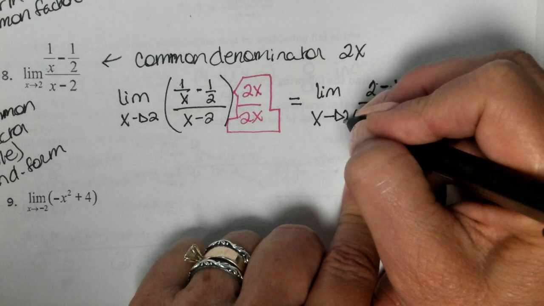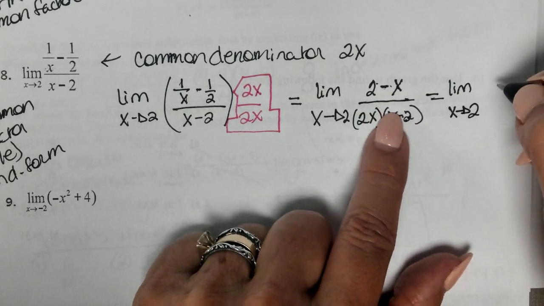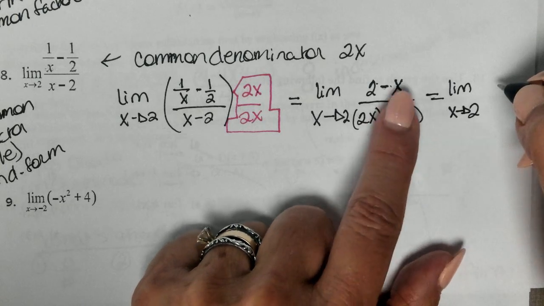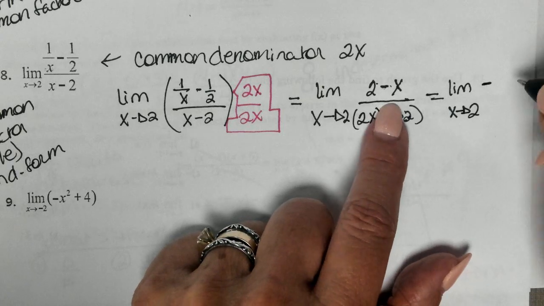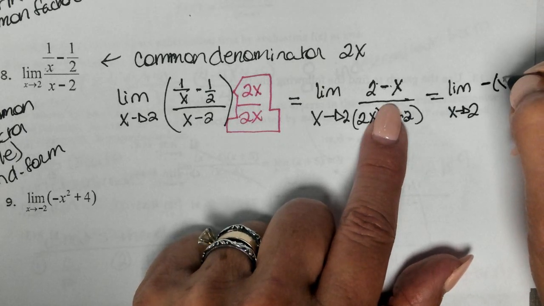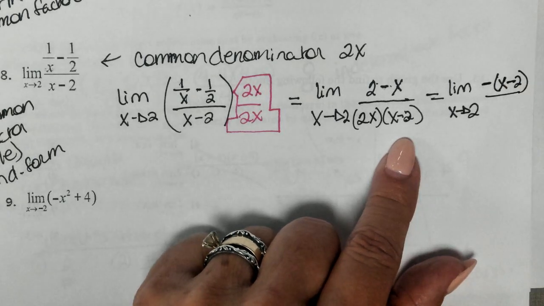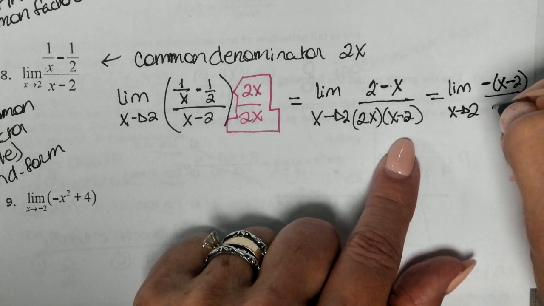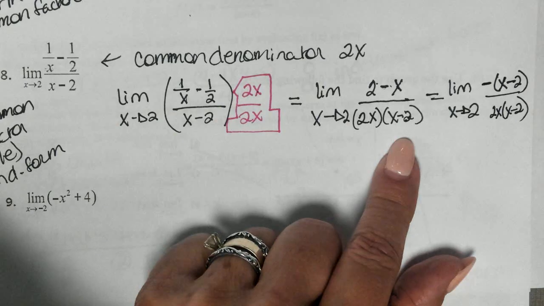Oops, sorry, forgot my little 2 right there. I'm going to rewrite this and factor out the negative, because to be a common factor, I need to have a positive x and a negative 2. So if I factor out a negative 1, I'm going to be left with a positive x minus 2 in my numerator, and then I've got 2x times x minus 2 in my denominator.